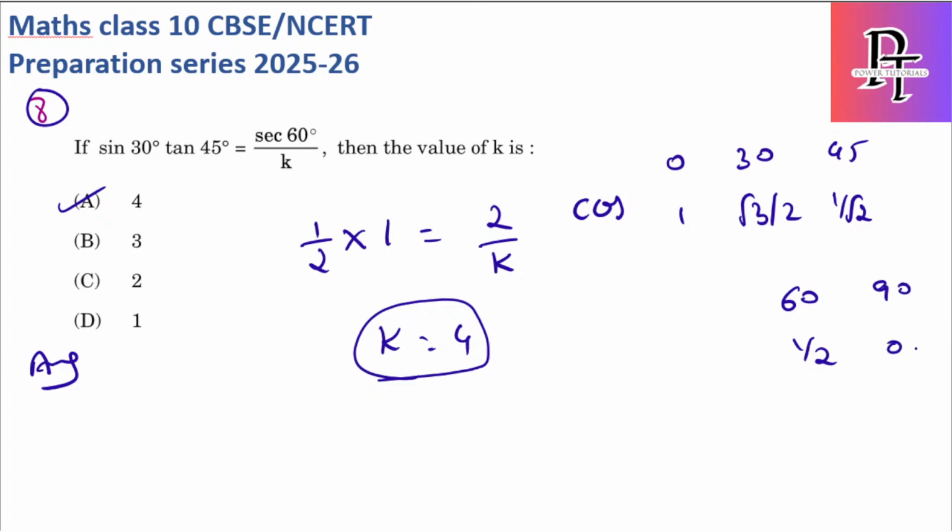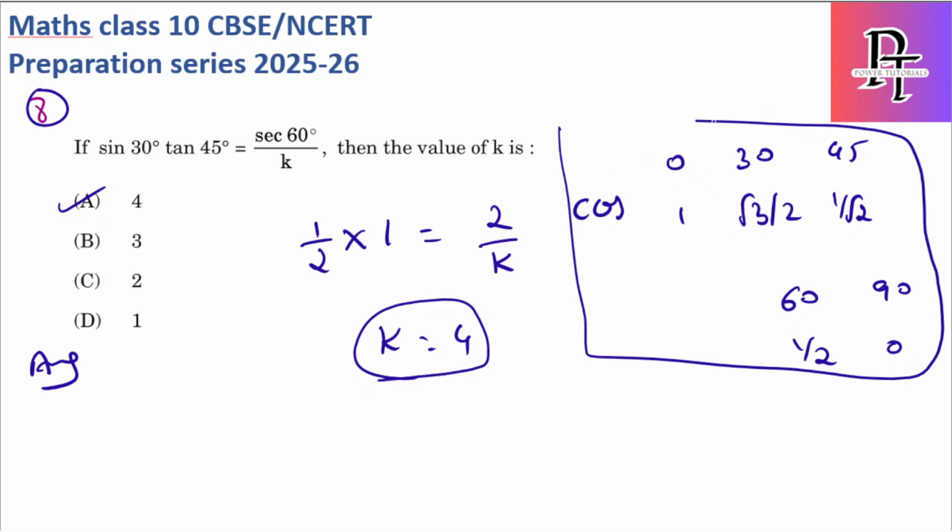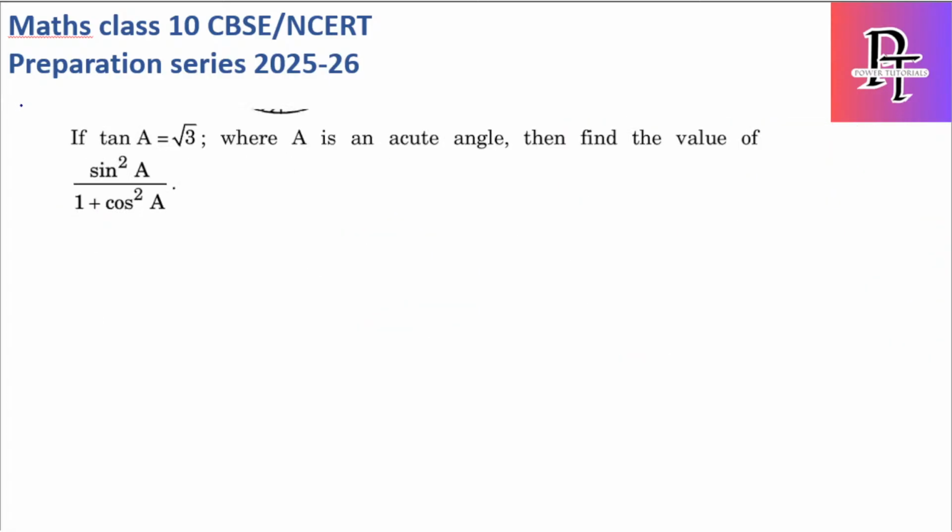Okay, and the next parts I will cover for other trigonometry. I will not cover everything at the same time. So 2 are done. Let's go to the next question. 9th question. So here they have mentioned tan A is equal to root 3, angle is acute, find the value of this one. Okay, so tan A is root 3 means the A value is 60 degrees.